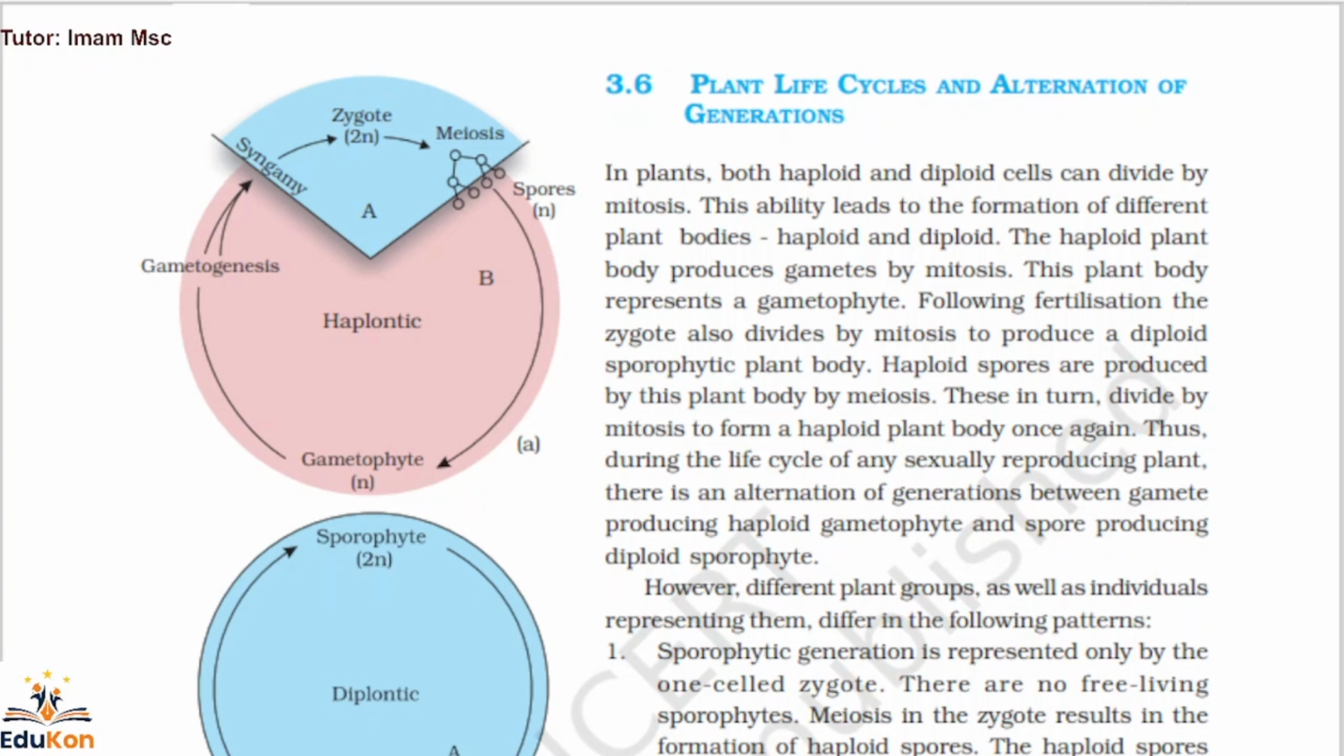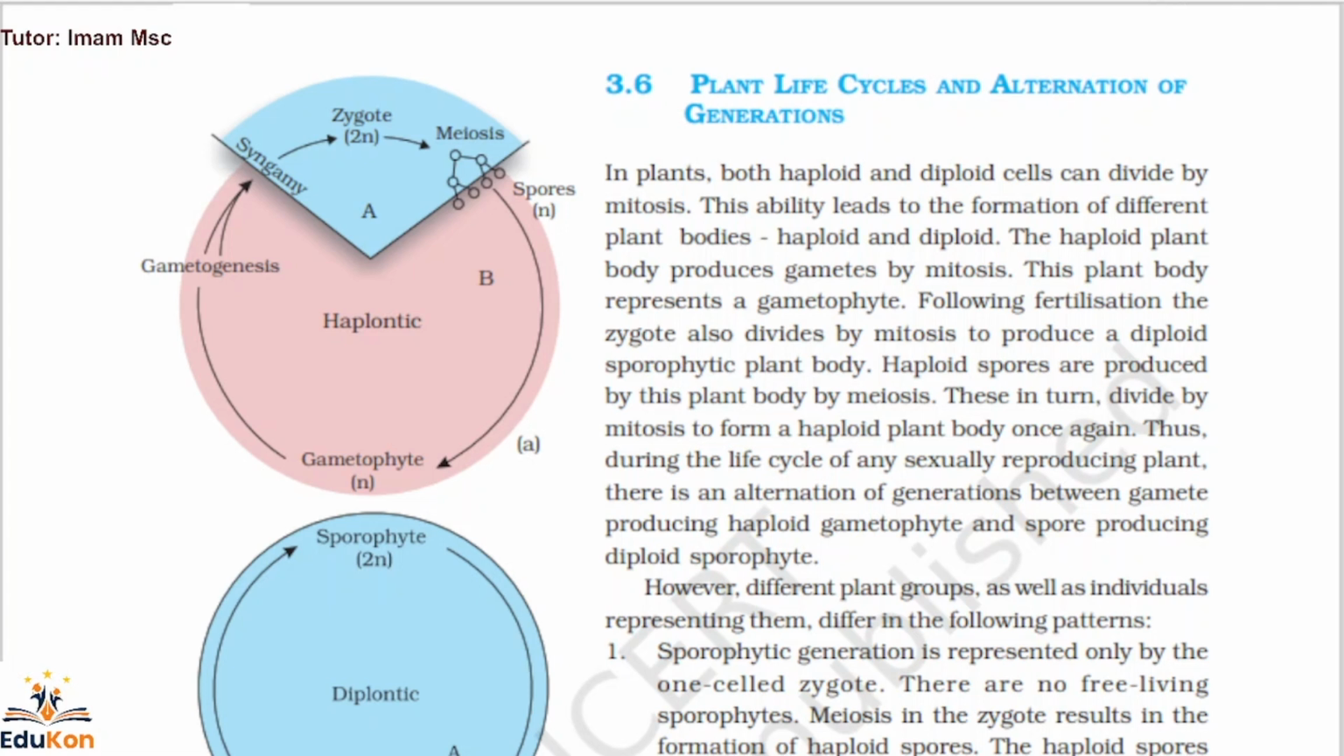So what is the alternation of generation? Here we have two generations: one is a haploid phase, another is a diploid phase. In any plant life cycle, if these stages are present, this is called alternation of generations. The plant itself is alternating the generations from diploid to haploid, haploid to diploid. This is called alternation of generations.